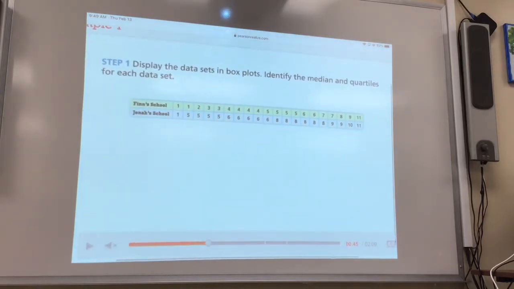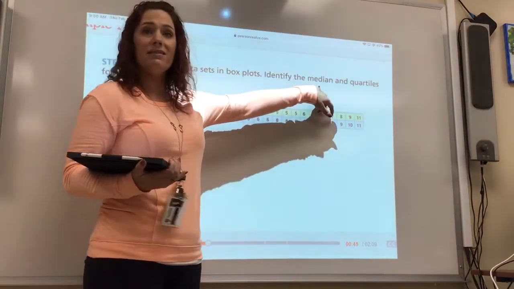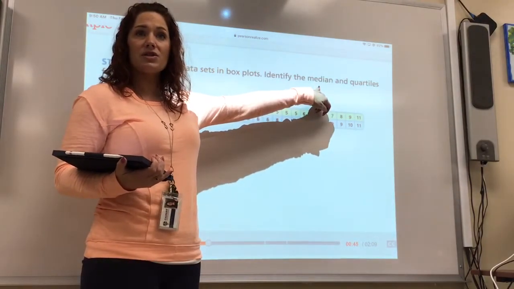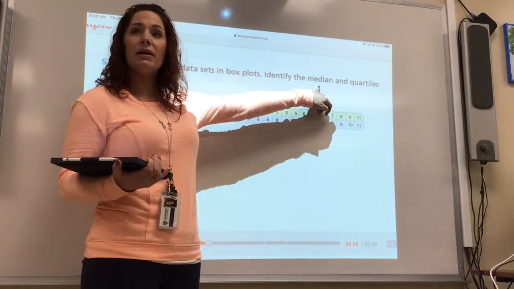Okay, so step number 1, display the data in a box plot. Box plot is a box and whisker plot. It's just a shortened name for it. So we're going to use a box plot. Identify median and quartiles. What is median? This was on your quiz yesterday, Hannah. The middle. It's the middle number.